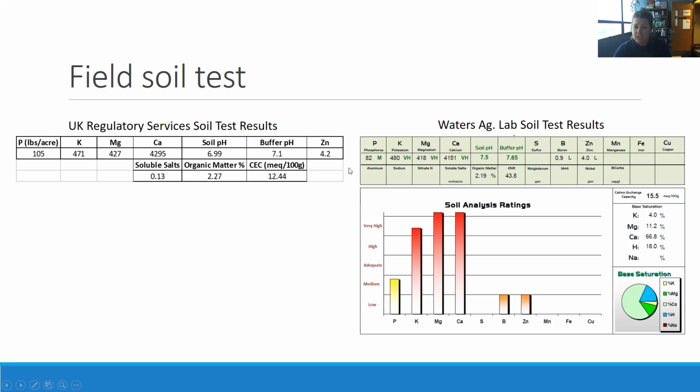The phosphorus is in my opinion quite a bit off. Cation exchange capacity quite a bit off, 15.5, 12.44. Soil pH 7.5 versus 6.99. That's a pretty big deal. Zinc is about the same. Organic matter's pretty close. So you can see things are close, kind of, but not exact.